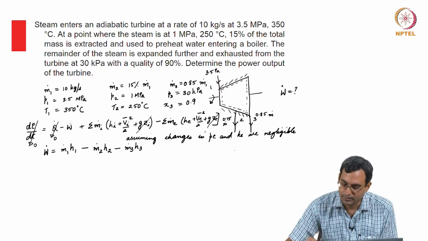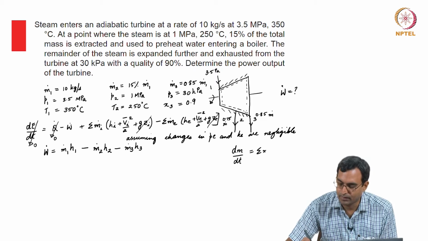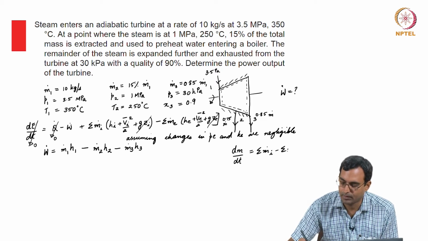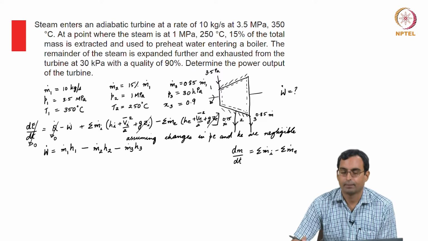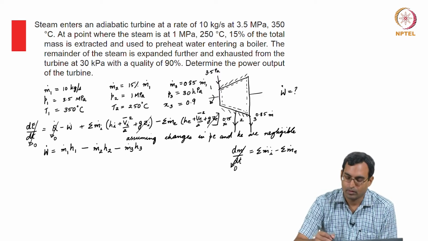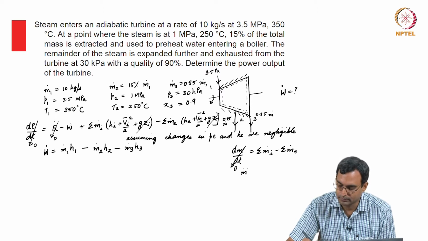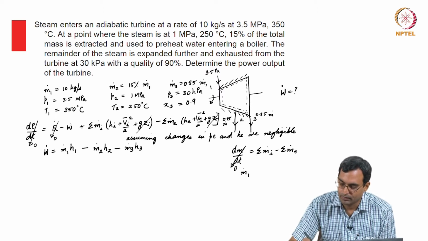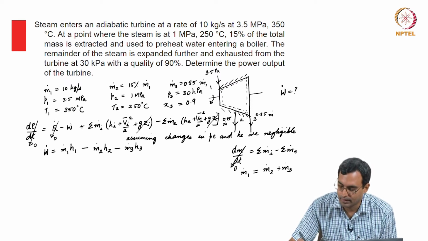From the mass conservation, I have dm by dt is sigma of mi dot minus sigma of me dot. I am assuming this is a steady state process, so this is also 0. Mi dot is essentially m1. So, I can take all of this to the other side. So, I get m1 dot is equal to m2 dot plus m3 dot.